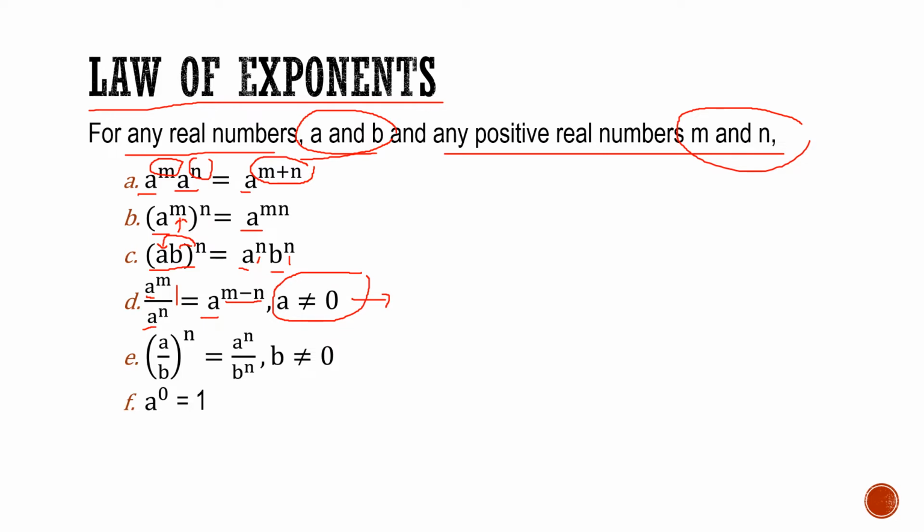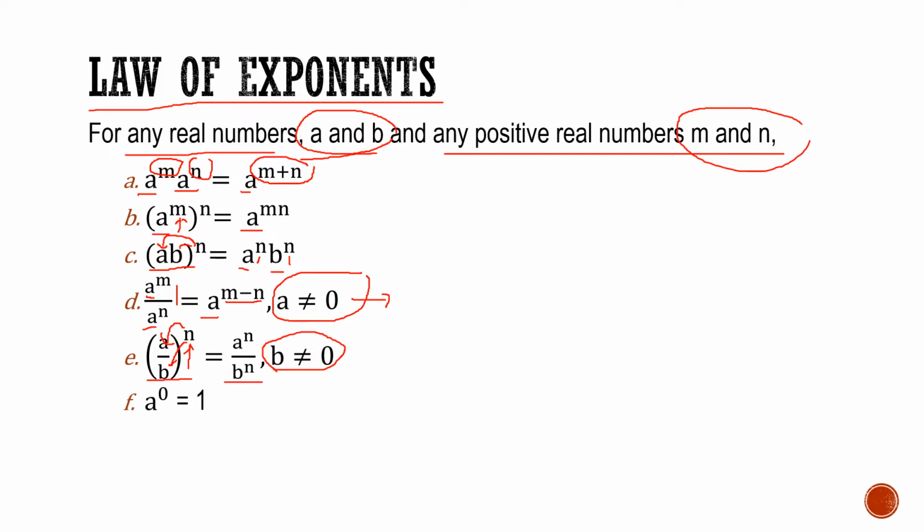Now for letter E, or the fifth law of exponent, a over b raised to n. Once we simplify this one, it's the same thing as letter C. We just simply distribute your n to your numerator and to your denominator. That's why it becomes a raised to n over b raised to n, as long as we again satisfy the given condition that b is not equal to 0, because it makes your fraction undefined.